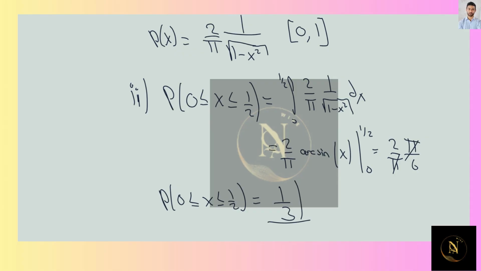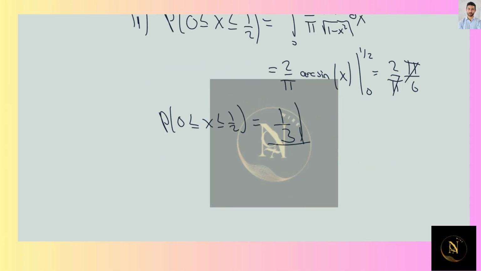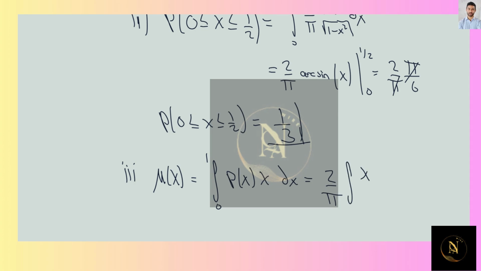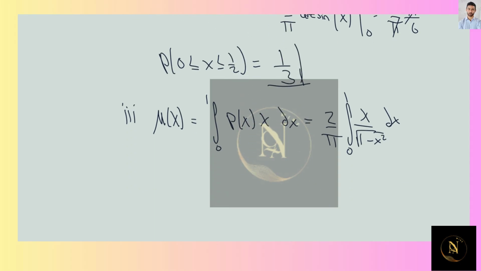And finally, to get the mean value, the mean value of x is going to be equal to the integral over the whole space of my probability density function times x dx. So this is going to become 2 over pi times the integral of x over square root of 1 minus x squared dx from 0 to 1.